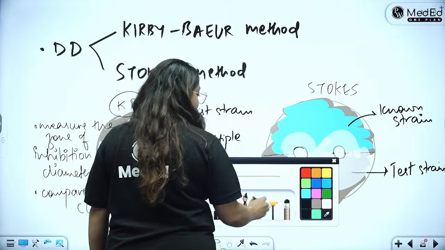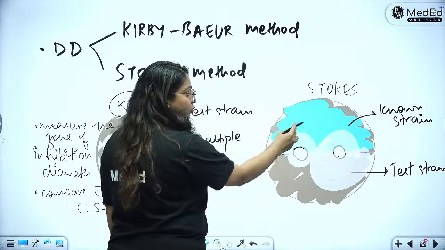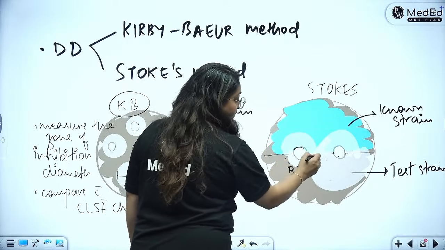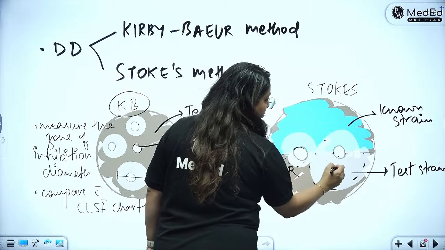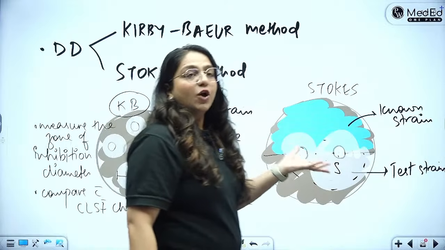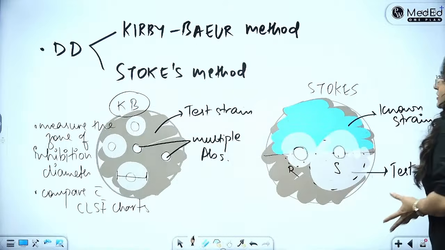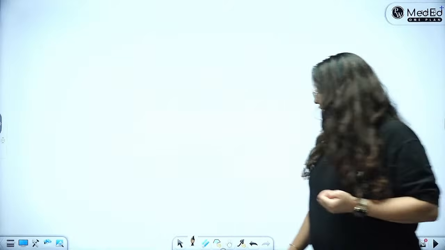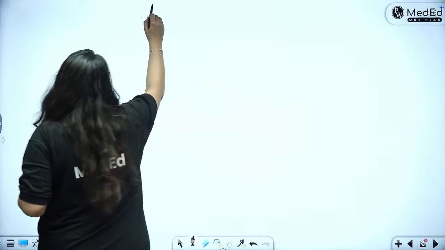So how will I interpret this? Compared to the control or the known strain, this zone is smaller, so this here is resistant. But this zone is larger as compared to this zone, so this is very much sensitive or susceptible, right? So this is how we will draw the diagrams in the answer sheet also, and the two methods of disk diffusion is what we know. Then we have the broth dilution methods.